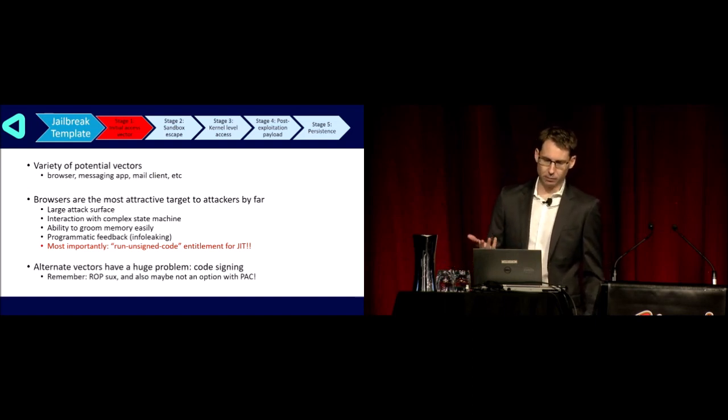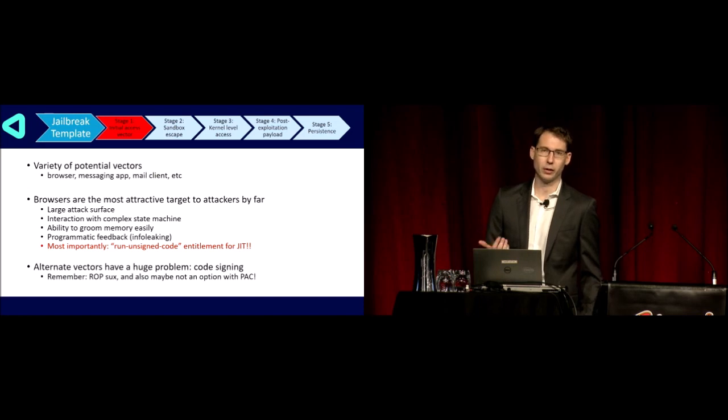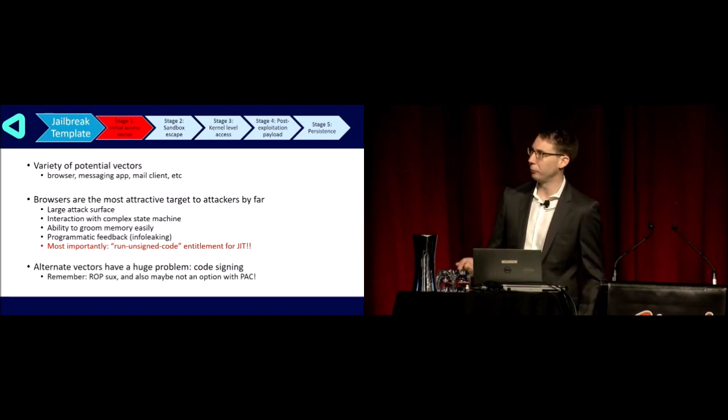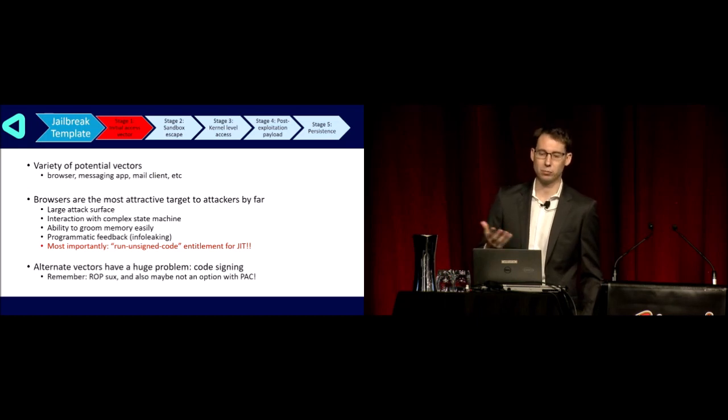The first step is, you have a variety of potential vectors. The reason the browser is the most attractive target is because it's got so many things going for it that are in the attacker's favor. It has a large attack surface. It has interaction with a number of complex state machines: the DOM, the JavaScript engine, CSS, etc. You have the ability to groom memory easily. You have programmatic feedback with the JavaScript language. And most importantly for iOS, like I mentioned before, you have the run unsigned code entitlement, which means you don't need a code signing bypass once you corrupt critical data structures, if you're able to write to the JIT.